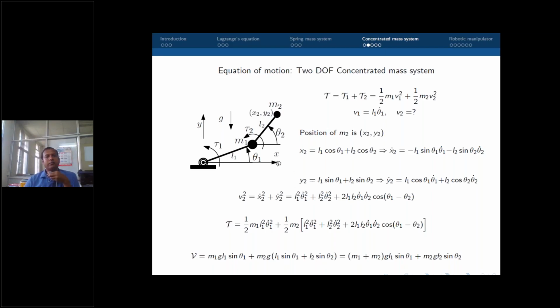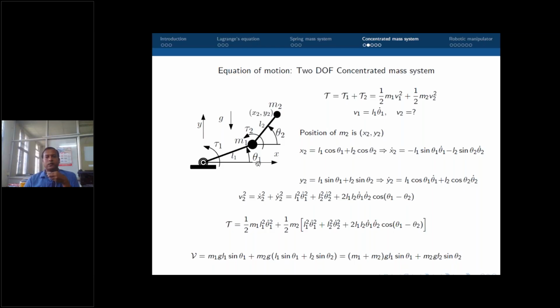Remember one thing, that we have taken this positive x-axis as the V equals 0 level. That means the gravitational potential energy datum is this positive x-axis. One can choose this datum anywhere, any horizontal line you can choose as V equals 0, and you can calculate the potential energy of the system. But for simplicity, we have chosen V equals 0 as the positive x-axis.